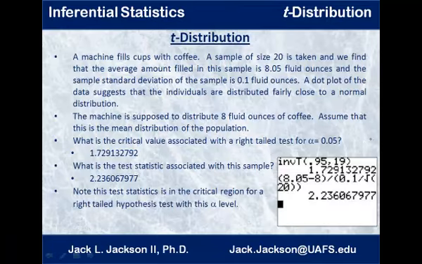So with this particular alpha level, we do have enough information to reject the hypothesized mean of 8 ounces in favor of something larger than that. So we have shown, beyond a reasonable doubt, that the true mean is larger.